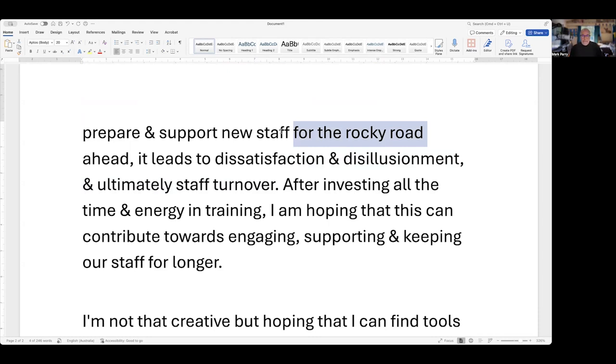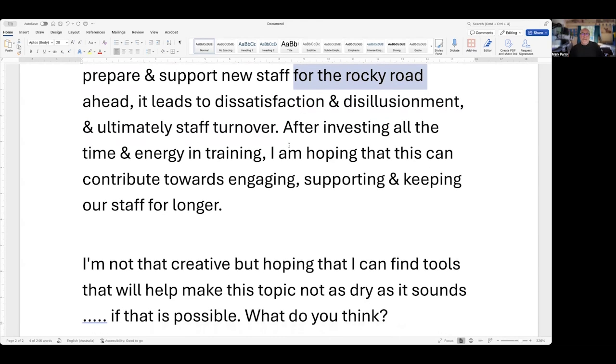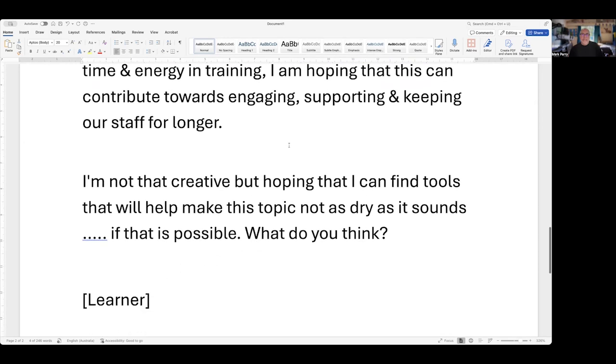I have been in a hospital, but not as an employee. So I guess this is what, as a learning designer, we're always partnering with subject matter experts. So we have to actively unpack, look between the lines, or what's really going on. Because ultimately, I'll finish reading. After investing all the time and energy in training, I am hoping that this can contribute towards engaging, supporting, and keeping our staff for longer.